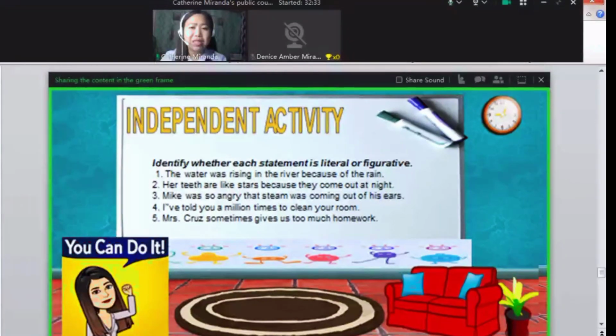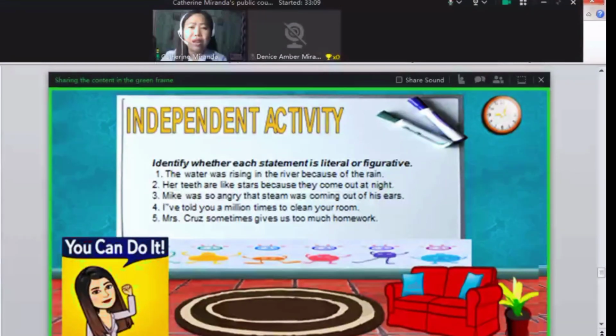Second statement, her teeth are like stars because they come out at night. What do you think is this kind of statement? Very good. This is a figurative statement. Number 3, Mike was so angry that steam was coming out of his ears. Literal or figurative? This is a figurative statement. Okay, it makes use of figures of speech.